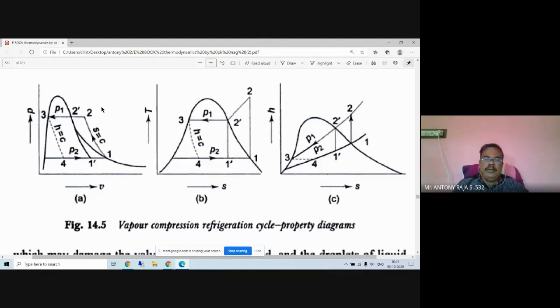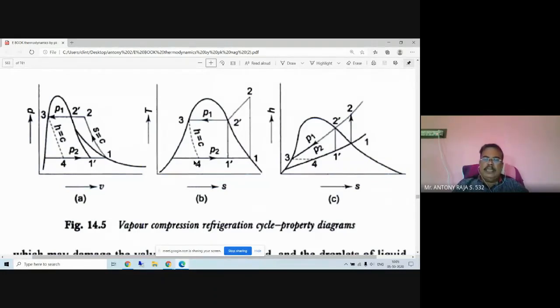And also I explained to you, this is the saturated liquid line up to this point. After that, here you see that the curve moves downward. This is the saturated vapor line. So the topmost point is called the critical point. Here you see that point number 3 is on the saturated liquid line. Point number 1 is on the saturated vapor line, the dry and saturated vapor line. Point number 2 dash is also on the dry and saturated vapor line.